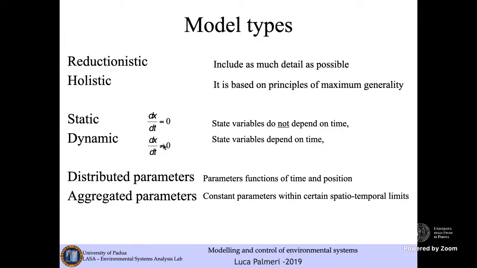Then, from the spatial heterogeneity, we may also introduce the distinction between distributed and aggregated parameters models. Distributed parameters models are models in which parameters are functions of time and position. Instead, aggregated parameters models are models in which parameters are constant, at least within certain spatial-temporal limits. We will see some examples of these different models later in the class.